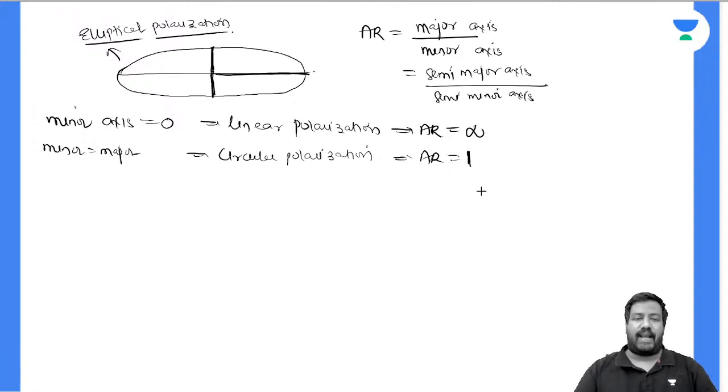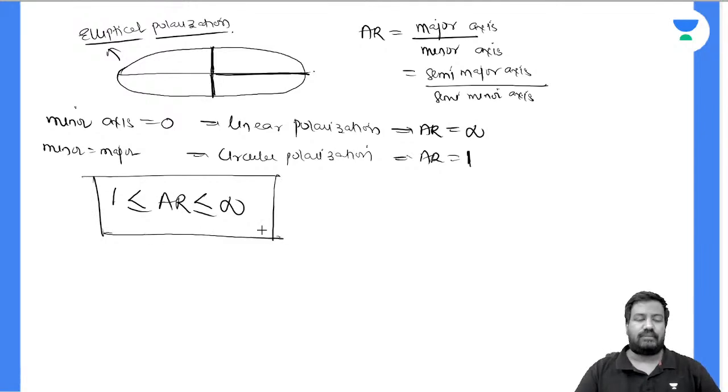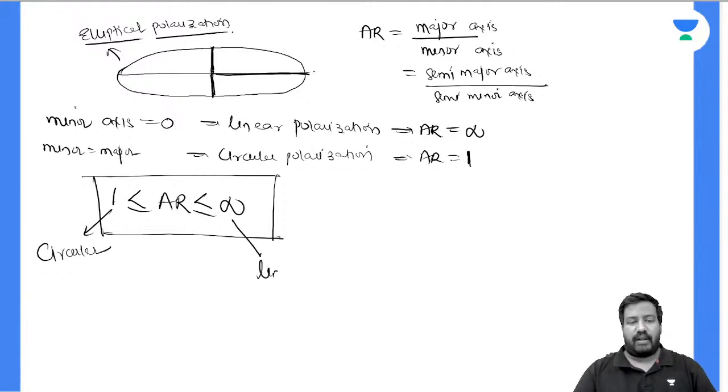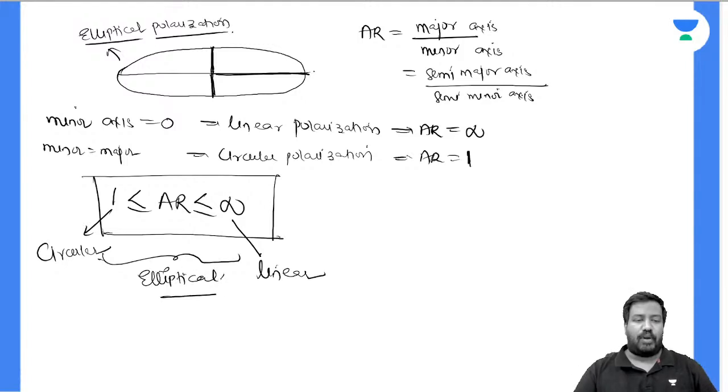Therefore, for linear polarization, axial ratio is infinity. For circular, it is 1. For elliptical, it is between 1 and infinity. The general range of axial ratio for elliptical polarization is between 1 and infinity. 1, it is circular polarization. Infinity, linear polarization. In between, elliptical polarization. Got it, everyone?